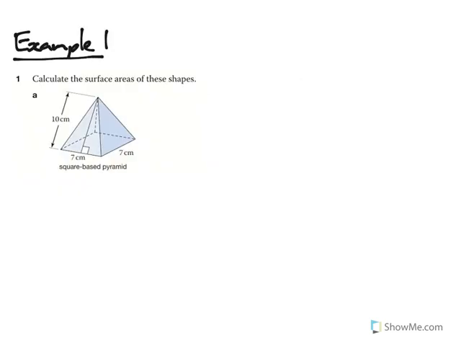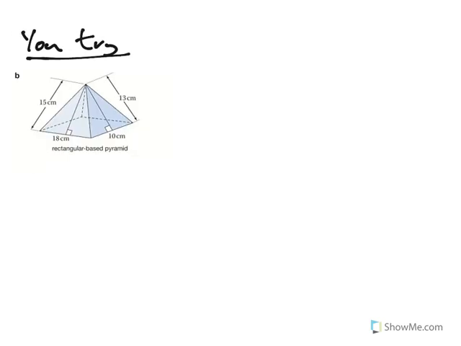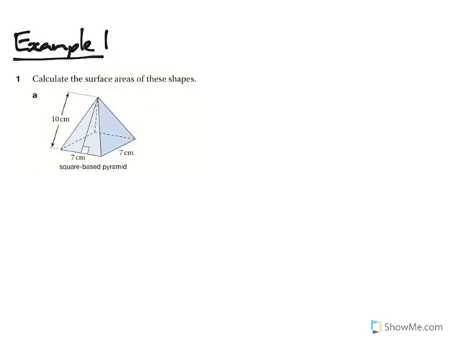So here's our first example. It says calculate the surface area of these shapes. There's only one here. You're going to try this one in a sec for me. So let's have a look at what we've got. Stage 1 was identify all the shapes that we can see. So here I can definitely see a square and I can see triangles as well.